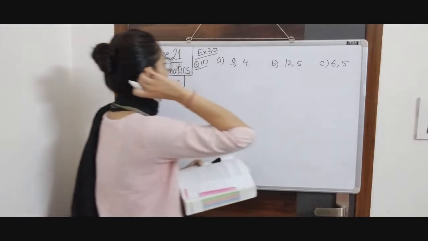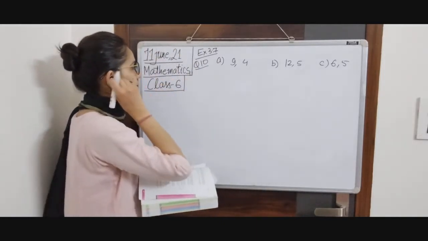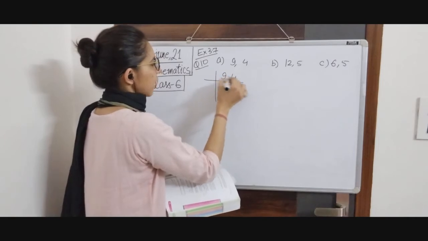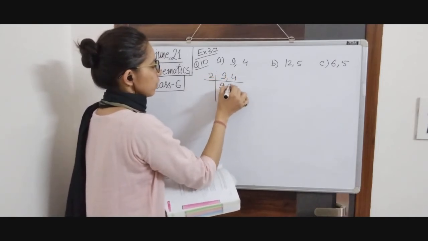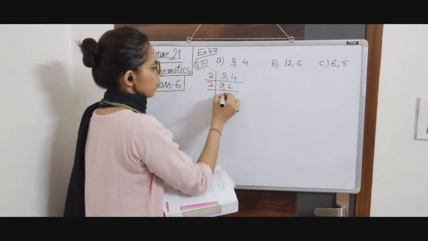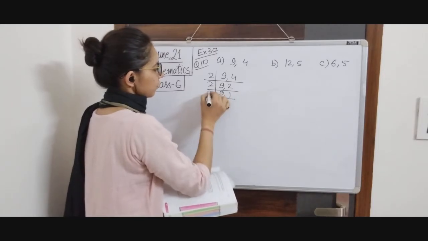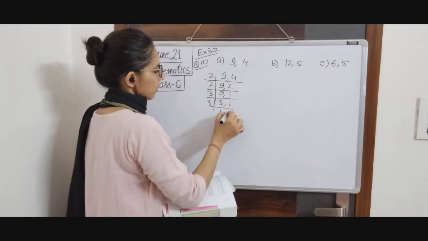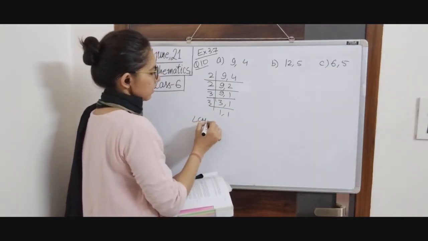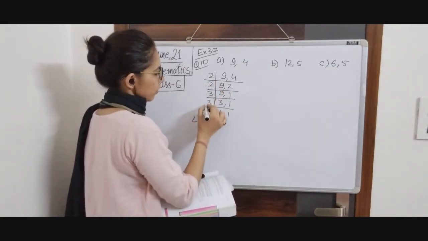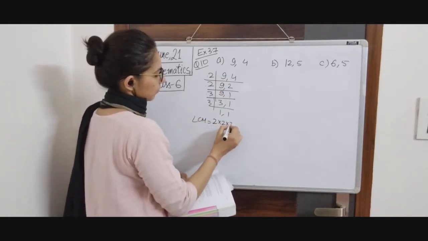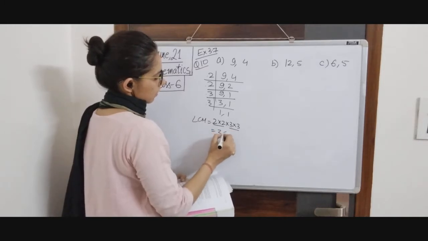For 9 and 4, we will find the LCM. It will come out to be 9, 4. We will start with 2, 9. 2 2s are 4. 2, 9, 1. 3 3s are 9. 3, 1. It means LCM is 2 into 2 into 3 into 3. That is 36.